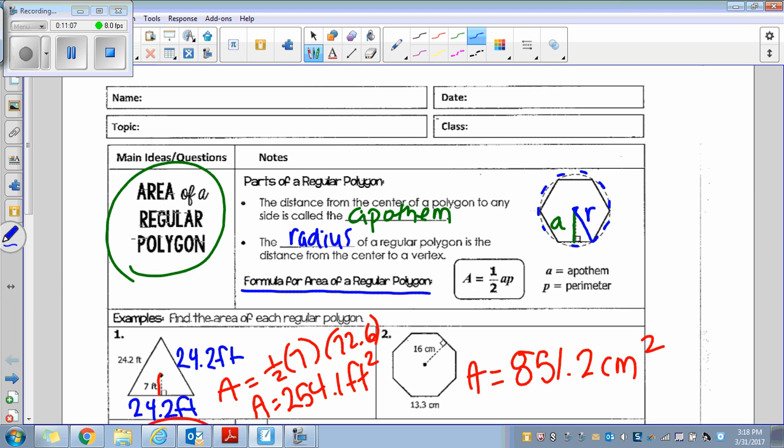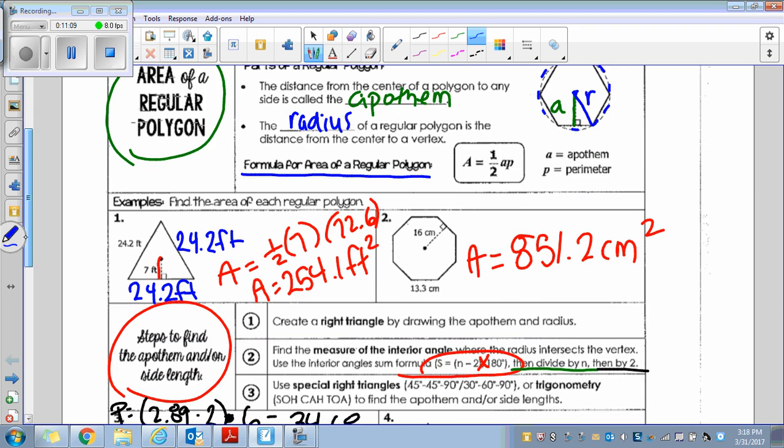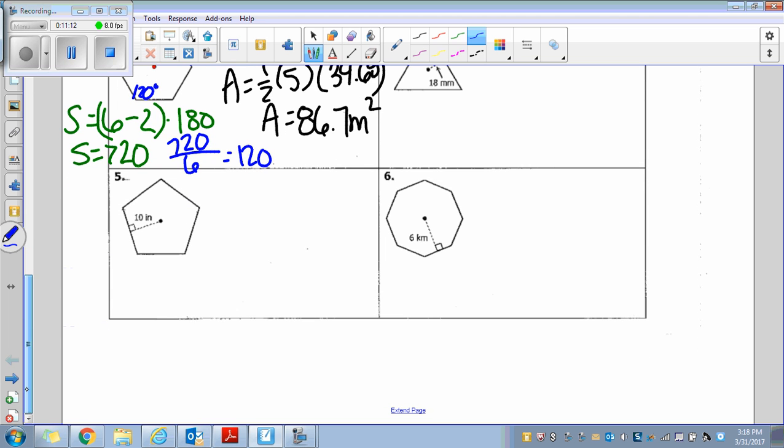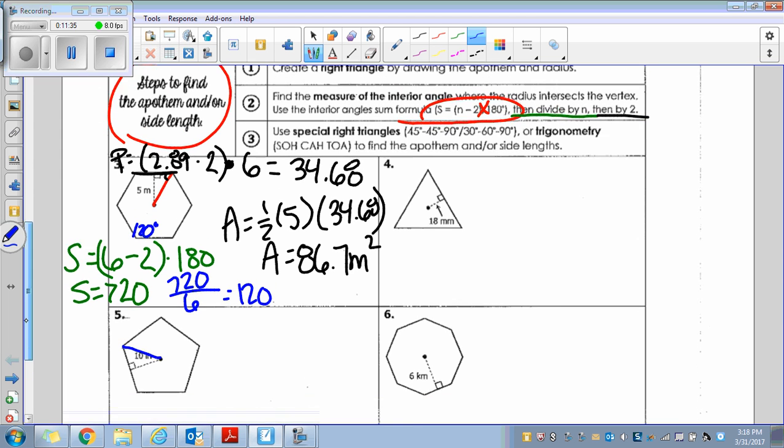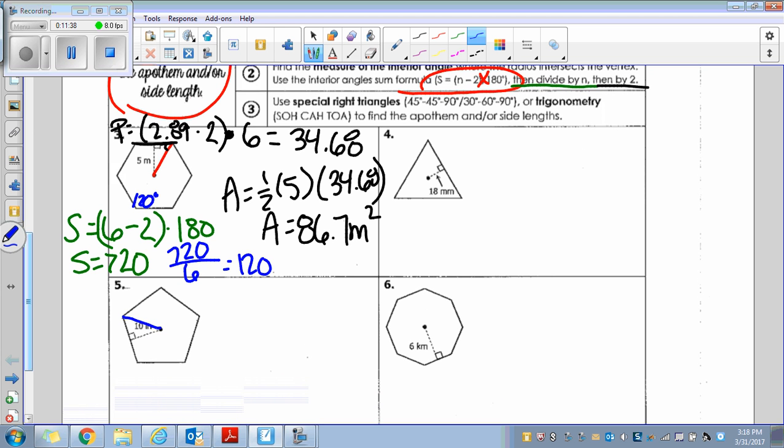So let's go back to our main page here, and let's talk about something like number 5. In number 1 and 2, and number 3 and 4, we were given special right triangles. They were both 30, 60, 90 right triangles. But in number 5, we won't have that. I first start by drawing my radius, and then step 2 says to find each interior angle. Well, it's a pentagon, so I know that each interior angle will be equal to 108.